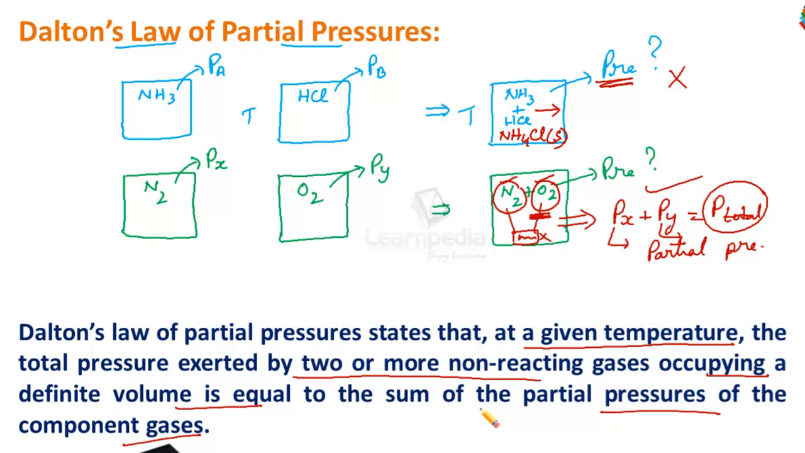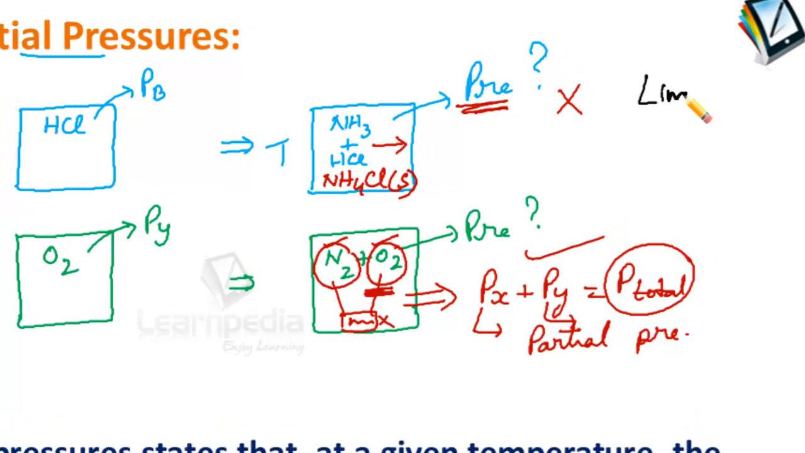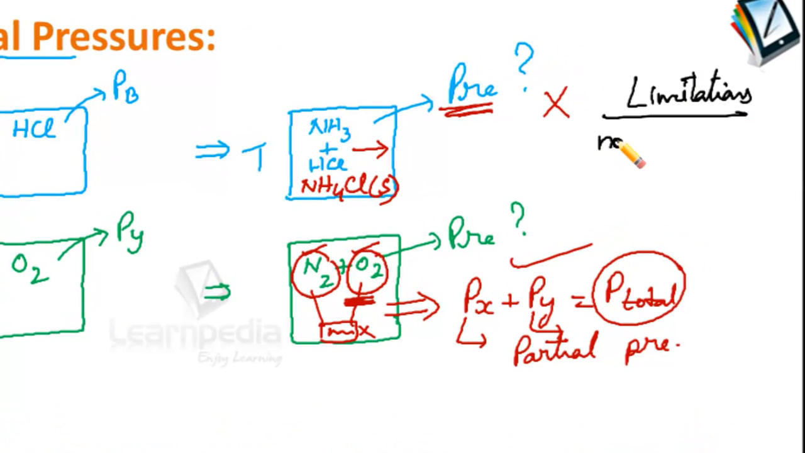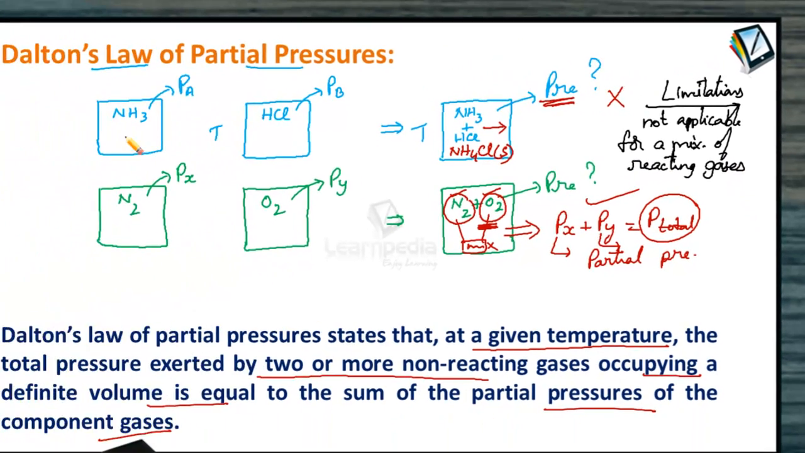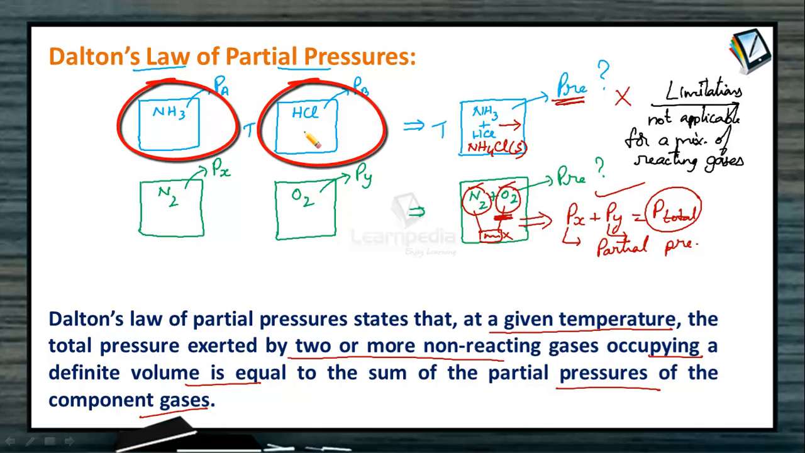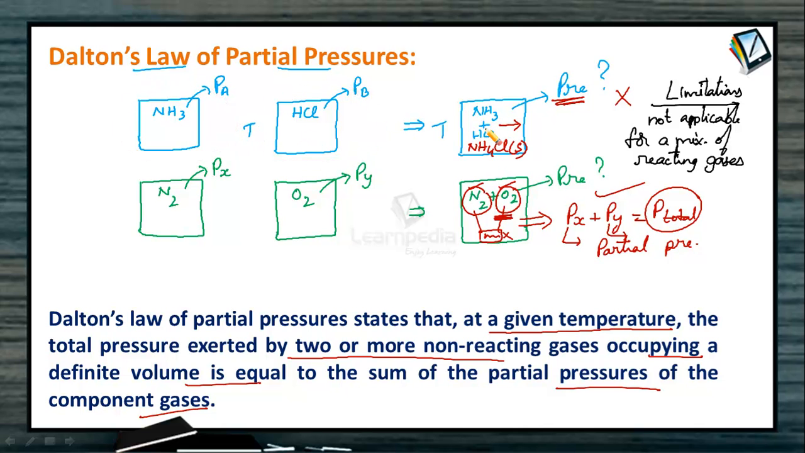So here itself it's very clear that this Dalton's law is not applicable for a mixture of reacting gases, isn't it? In the case of ammonia and hydrogen chloride taken in gaseous form, whenever they are taken in the same vessel, they react with each other to form a solid compound. Whenever there is no gas at all, it is meaningless to calculate the pressure. So that is the reason why Dalton's law is not applicable for a mixture of reacting gases. It means that it is applicable only for a mixture of non-reacting gases.